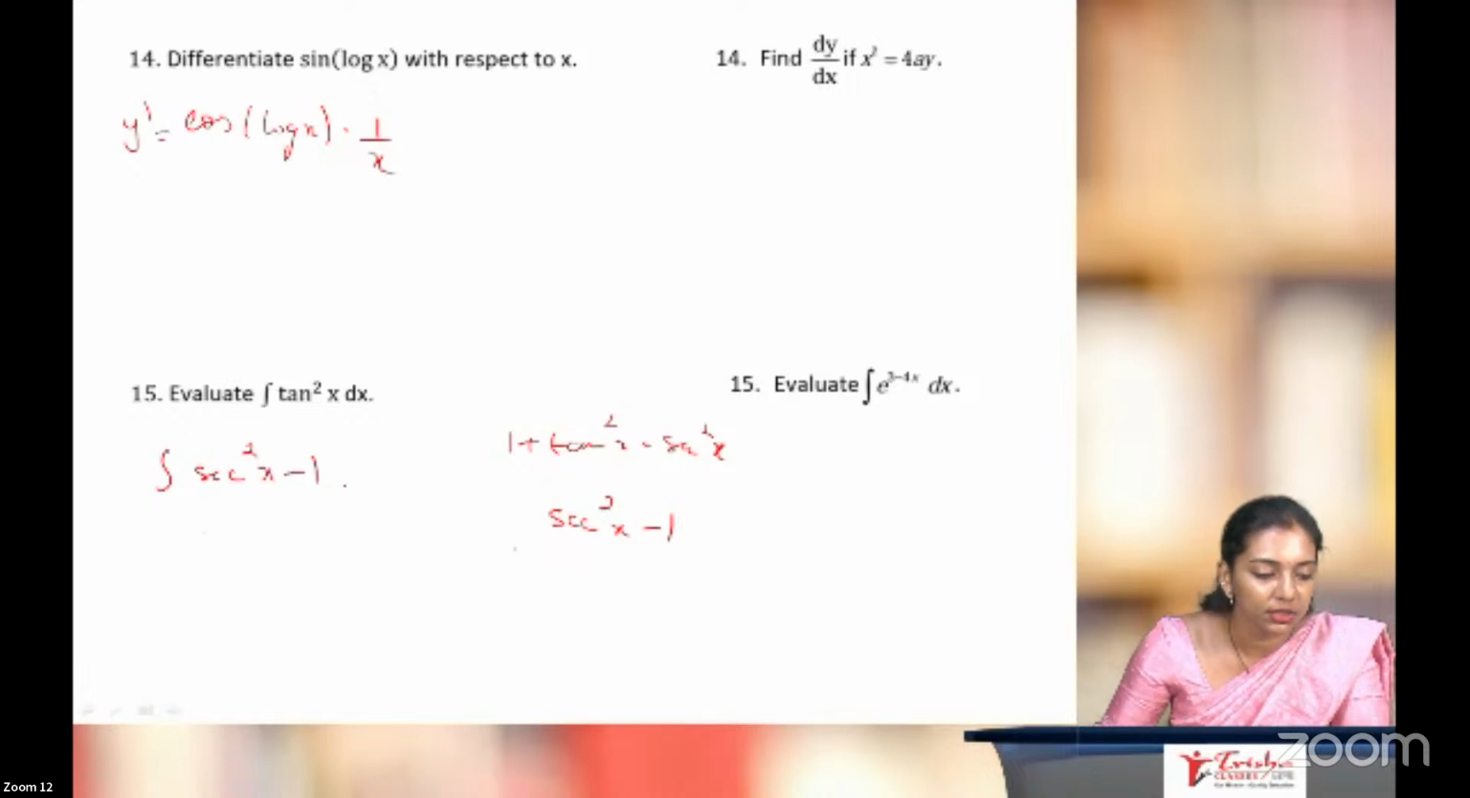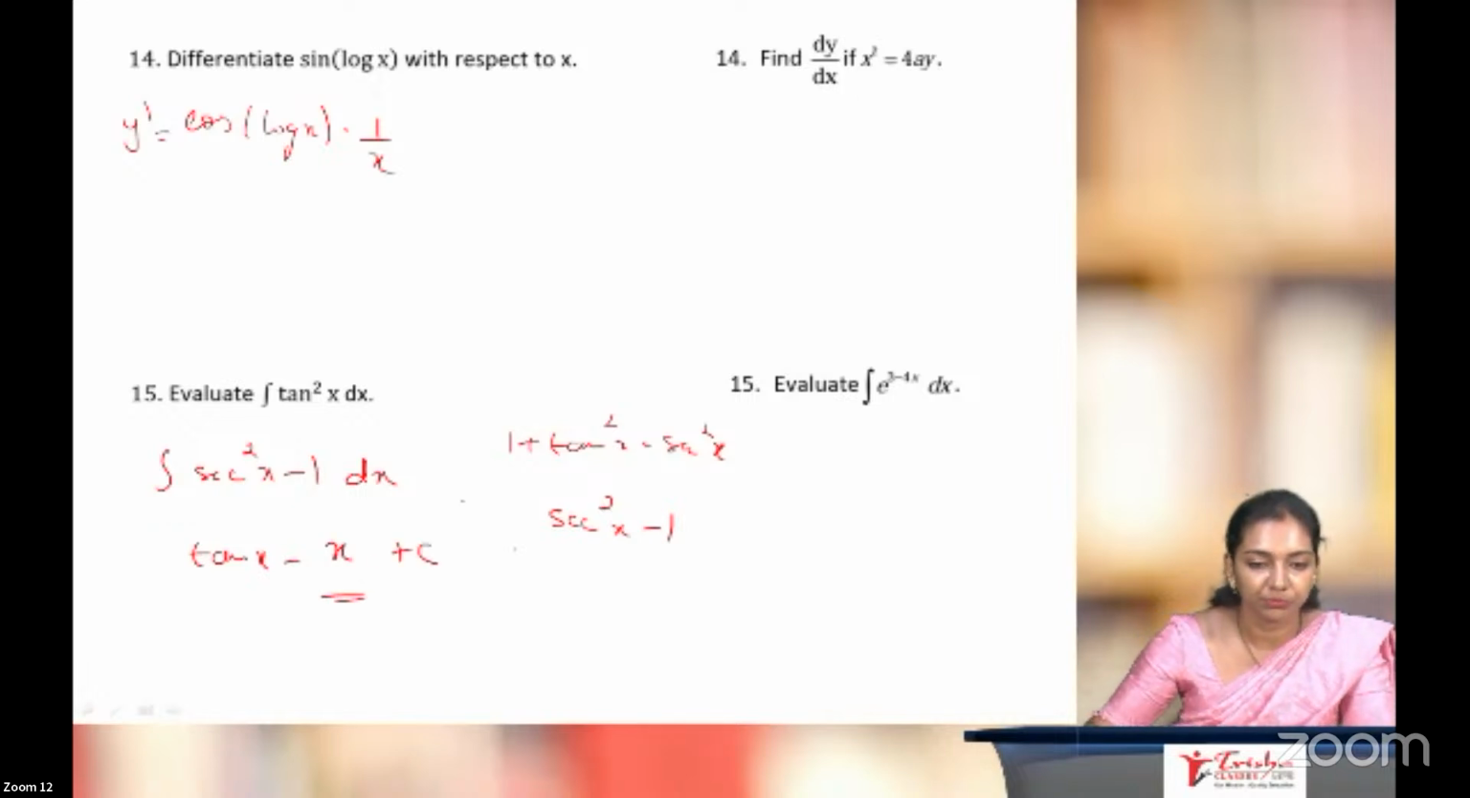The integral of secant square x is tan x, minus the integral of 1, which is x, plus c. That's the answer. Okay, so these are just practice problems. You can practice dy by dx if you want, and I'll just solve one.